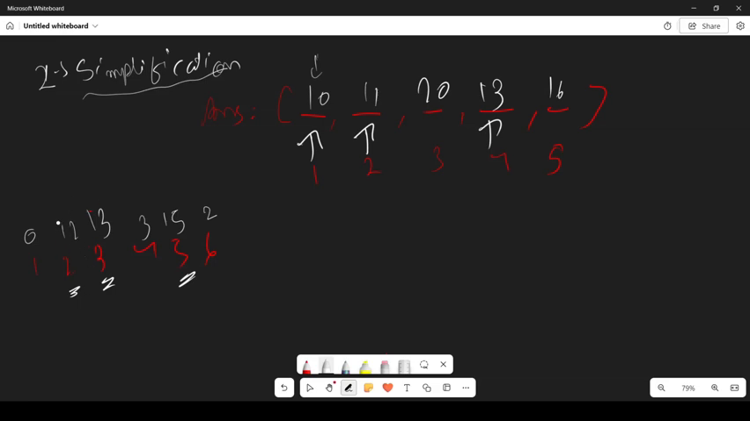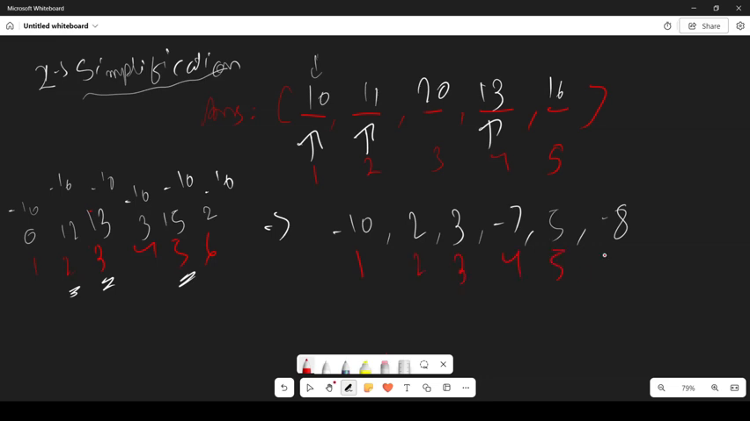What should I do? I should just subtract 10 from here, right? And I will subtract 10 from everywhere so that I preserve this order. Minus 10, minus 10, minus 10, and minus 10. And this will become minus 10, comma 2, comma 3, comma minus 7, comma 5, comma minus 8. And the indexes will be 1, 2, 3, 4, 5, 6.